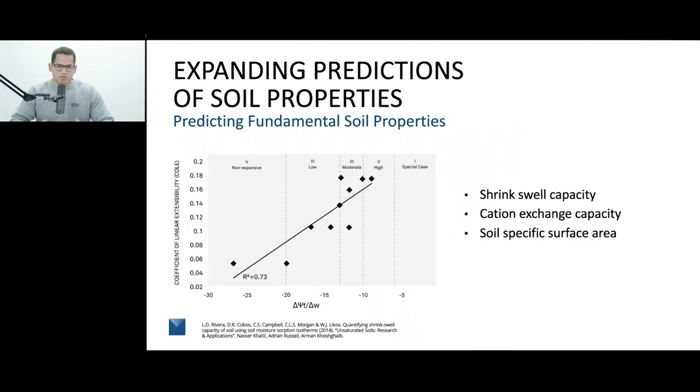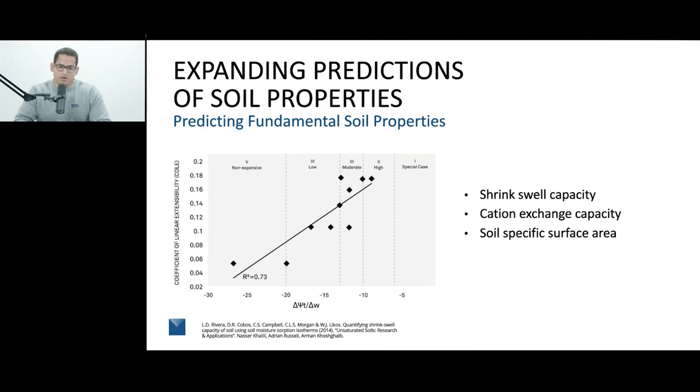And so let's dive into that a little bit deeper. How can we use soil moisture release curves to go beyond traditional uses, expand our predictions of soil properties, and use these to actually predict some fundamental soil properties? And here we have a good example on the left. This was from our research project that we worked on probably starting around 2012. And this was published in Unsaturated Soils Research and Applications, from proceedings from a conference in 2014.